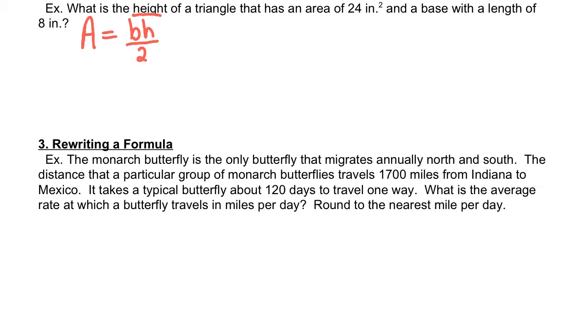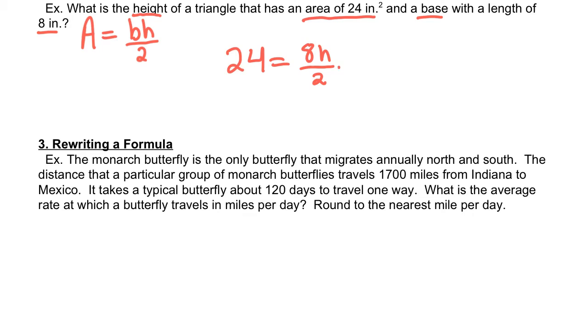It gives you an area of 24 and a base of 8. So I'm substituting in for a and b. I know that a is 24, so this becomes 24 equals 8 times the height divided by 2. So I'm given area and base, and I can plug in for a and b. For me to solve this, I've got to do two things: get rid of the 2 and get rid of the 8.